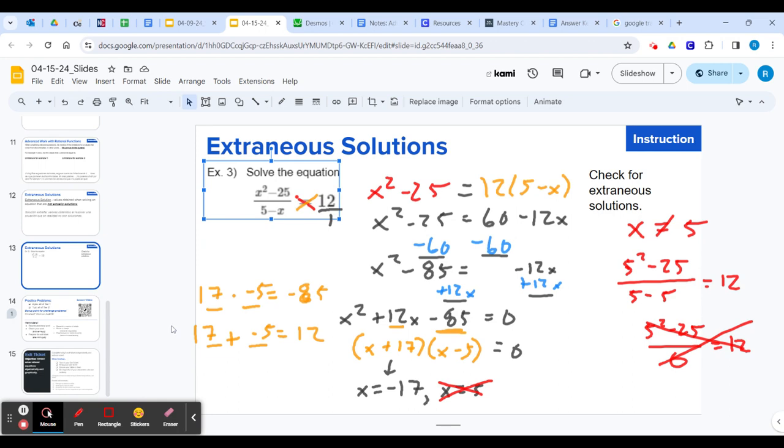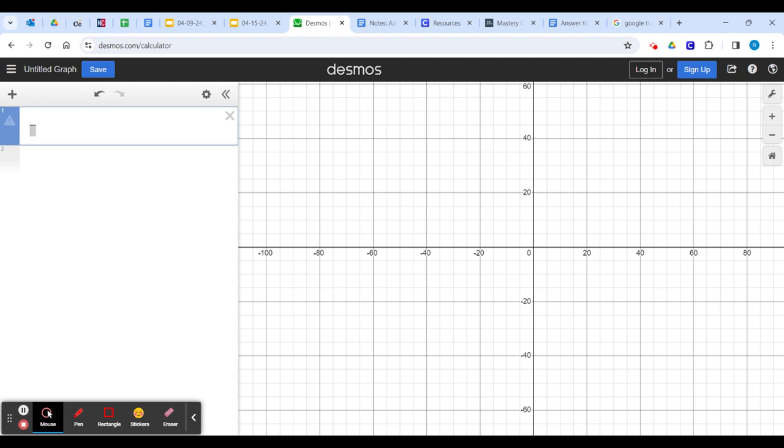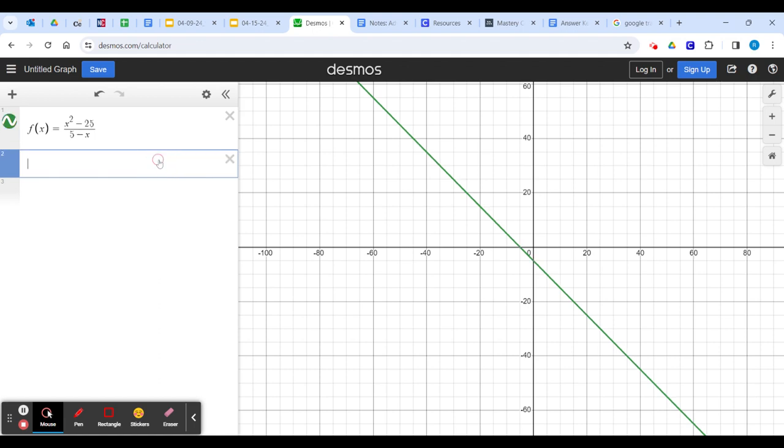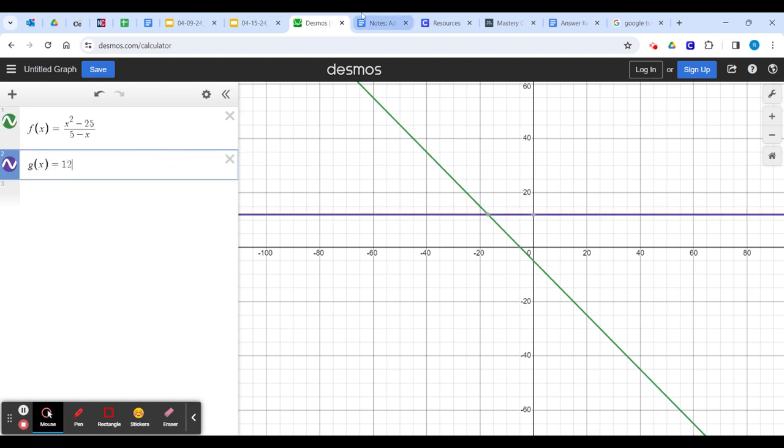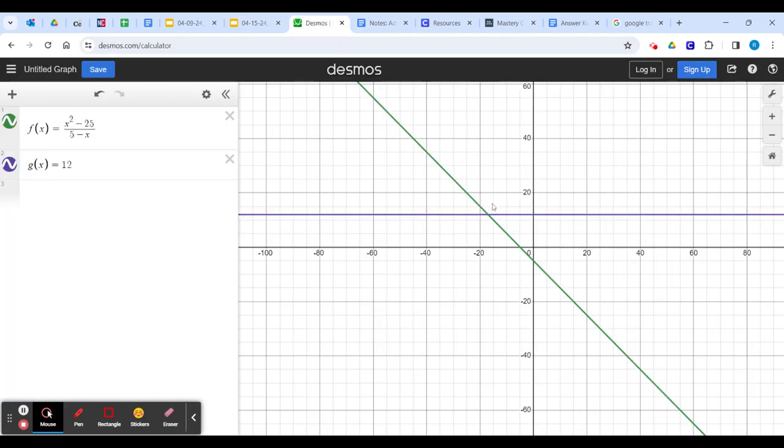Now, if you were to graph this, you wouldn't even need to worry about it. This would take care of itself in the graph. Let's check this out. I'm going to throw this in as my f of x equals x squared minus 25 over 5 minus x. And my other function I'm going to throw in as g of x equals 12. Double check, make sure I threw that in correctly. x squared minus 25 over 5 minus x equals 12. Cool. Then I'm looking for my solution.